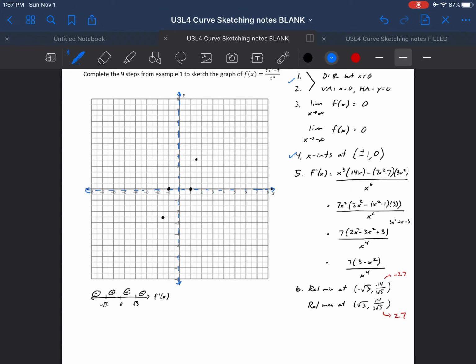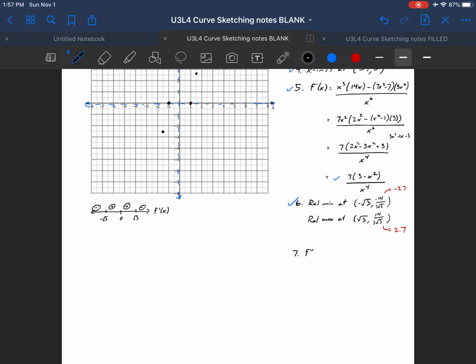Compute the first derivative, got the form we wanted, got the number line, and got the relative mins and maxes. All right, almost done, guys. Just need to do second derivative and analyze that. So second derivative, f double prime of x. Well, let's use this, right?